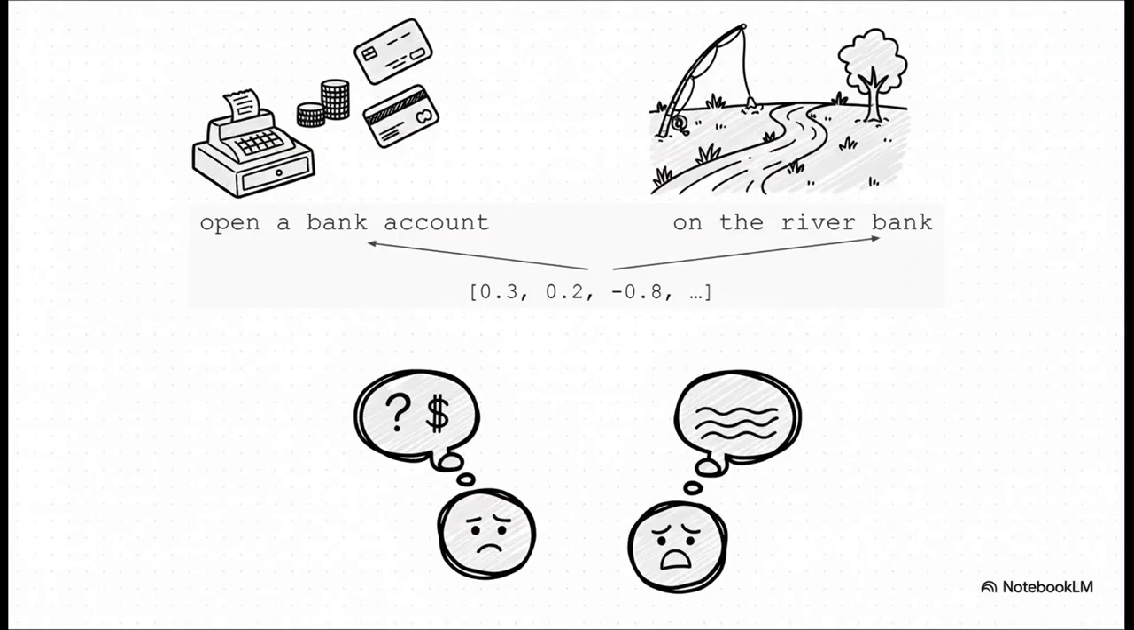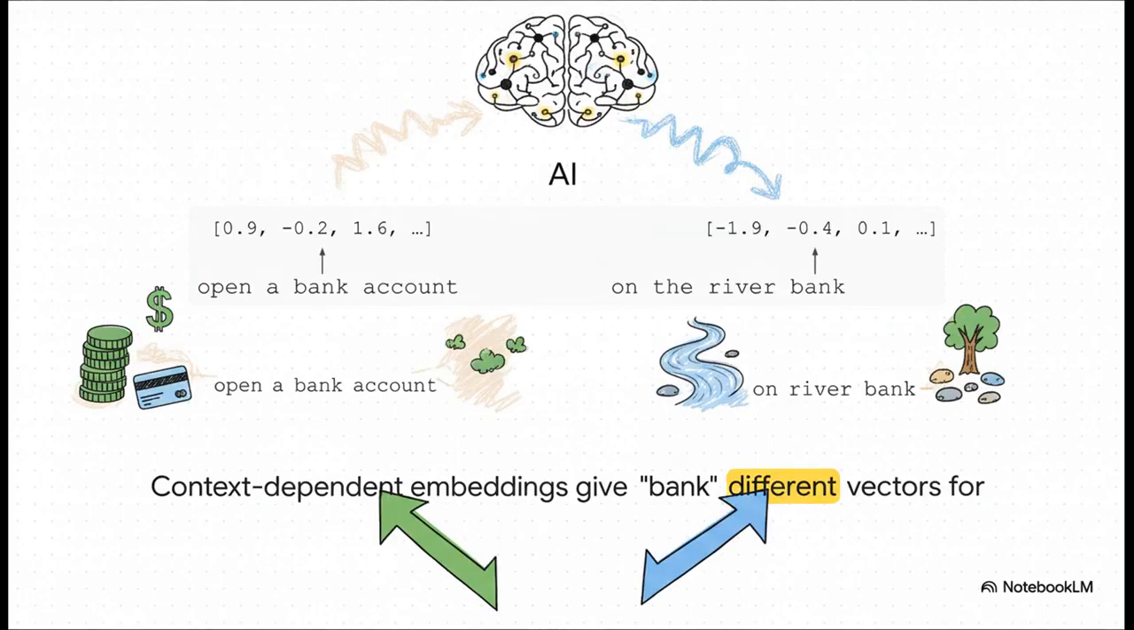So in these first-generation models, the word bank had just one single numerical fingerprint, one vector. That means whether you said, "I need to open a bank account" or "I'm sitting on the riverbank," the AI saw the exact same thing. And you can imagine the confusion that caused. The next big leap forward was creating what we call context-dependent embeddings. This is where the AI finally learned to look at the words around the target word. So now, the bank in "bank account" gets a totally different vector than the bank in "riverbank." At last, context was king.